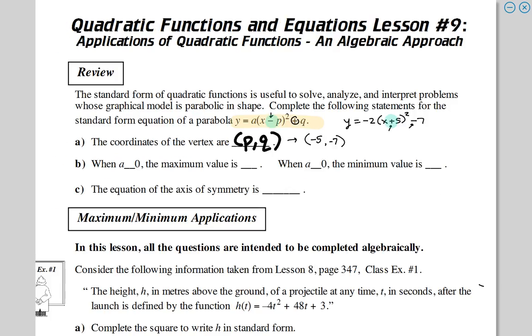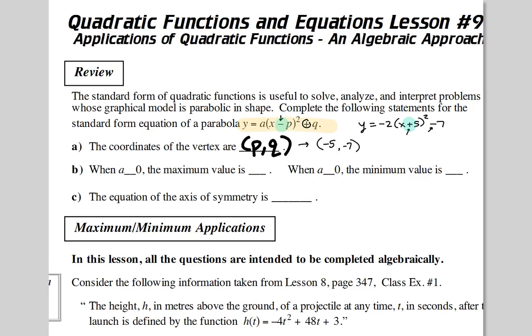And what is A when you have a maximum? A maximum would look like this. So we'd want that A value less than 0. And when it's a minimum, you'd want that A value positive, okay? And the maximum value is the Q in the vertex. So this one's max, this one's min. And when it opens up, A is positive, and when it opens down, A is negative. Okay.